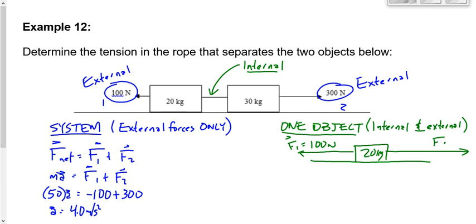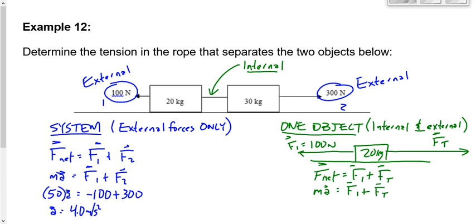I'm going to call that Ft, force of tension in the rope. Like I pull the system with 300 newtons, the 30 kilogram mass pulls the 20 kilogram object with the rope. So there has to be a force in that rope pulling the 20 kilogram object. We're calling that Ft. These are my forces acting on the 20 kilogram object now. And now we're going to say F net is equal to the sum of the forces here, F1 plus Ft. Ma is equal to the sum of the forces, F1 plus Ft.